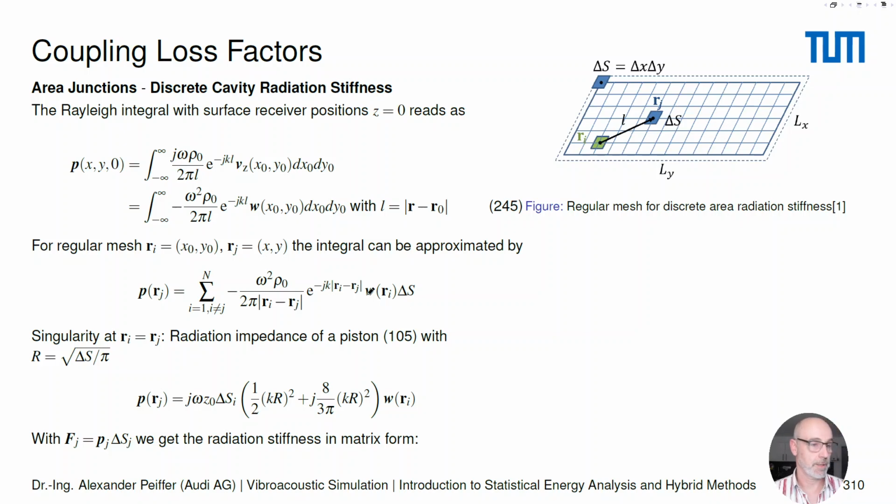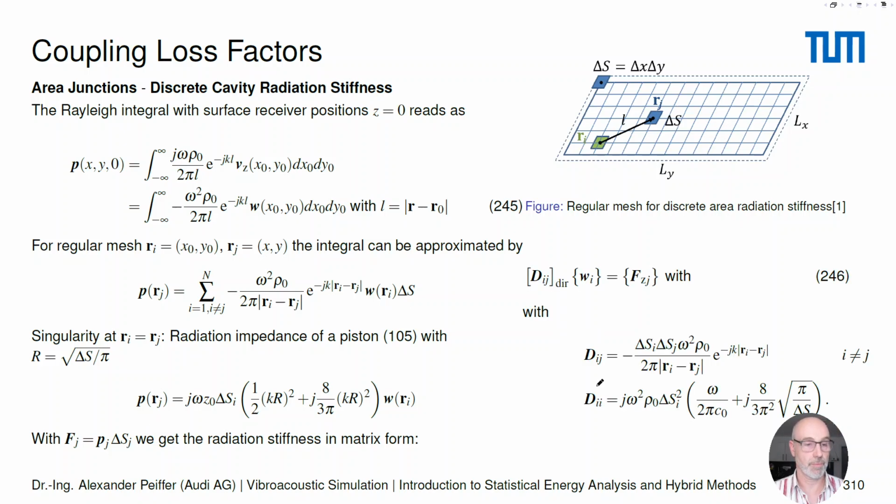We have the displacement expression, we have a force expression, and from this we can directly calculate the radiation stiffness of a regular mesh radiating into a semi-infinite fluid. The radiation stiffness matrix would look like this. Those are the coefficients given by the mesh densities, by the density of air, and this exponential expression. Only if the index is exactly the same, we have to use this one. That's quite practical.